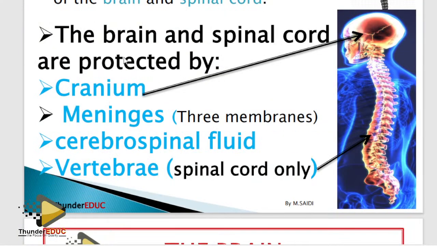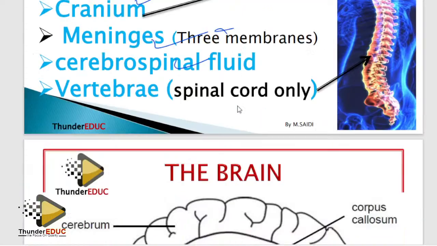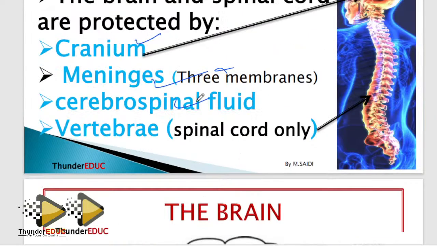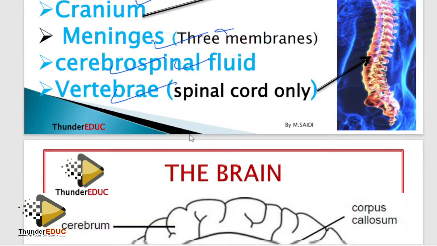How is the brain protected? Cranium, meninges, and then cerebrospinal fluid. There's a difference between a cranium and a skull, so it is better to say cranium and meninges. You don't need to know the names however much people are talking about the names in the books. And how is the spinal cord protected? It's protected by the cerebrospinal fluid and then the vertebra, or vertebrae.